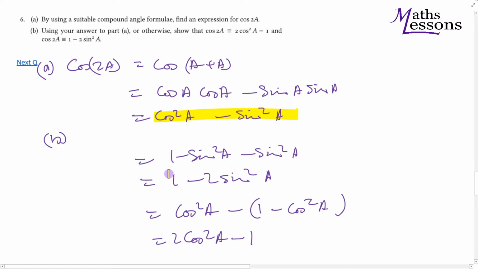So the three formulas you should know are cos squared A minus sine squared A equals cos 2A. 1 minus 2 sine squared A is also equal to cos 2A, and so is 2 cos squared A minus 1. It's important you know these three formulae all off by heart.